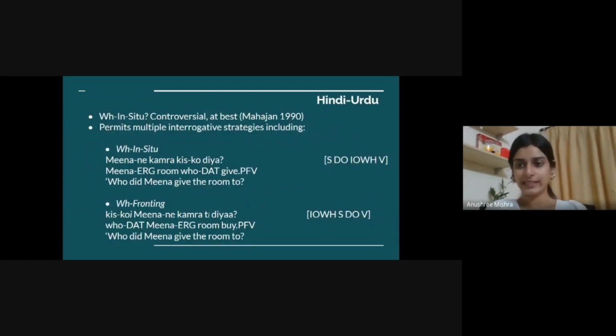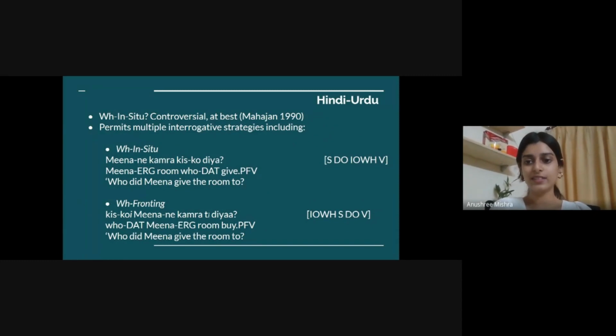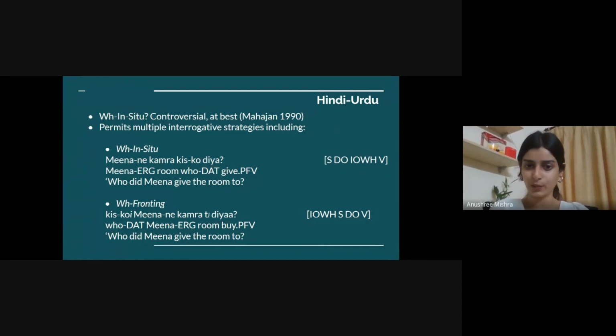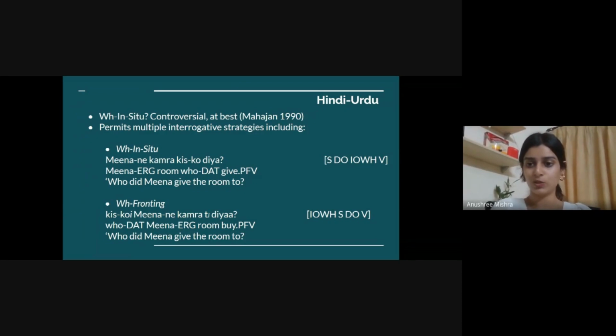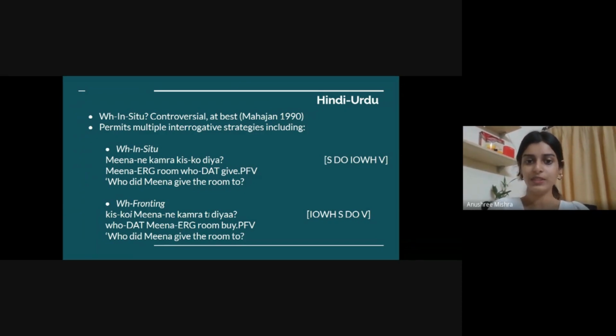Coming first to Hindi, let us talk about its characterization as a WH in situ language, which is controversial at best, according to Mahajan. The in situ label doesn't quite fit, as the language permits multiple interrogative strategies, including WH in situ, like the first example presented on screen. Meena ne kamra kisko diya? There is also fronting of the WH word, like in the second example. Kisko Meena ne kamra diya?